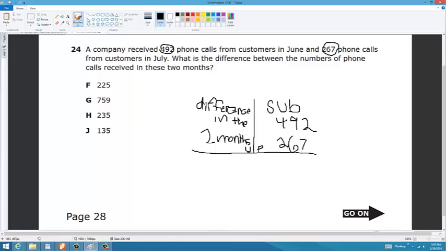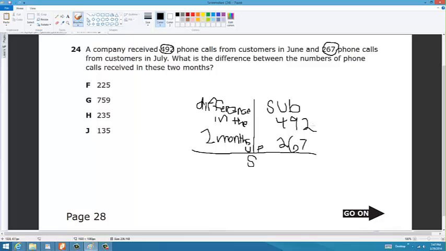Some students will add the word June next to 492. Some students will write July next to 267. As long as they have these numbers in their operation and they understand what they're going to be doing with these numbers, that information can be there or it doesn't have to be. So right here is our solve box. This is where the work is actually going to take place. This is where we're going to work out a problem and get our answer.